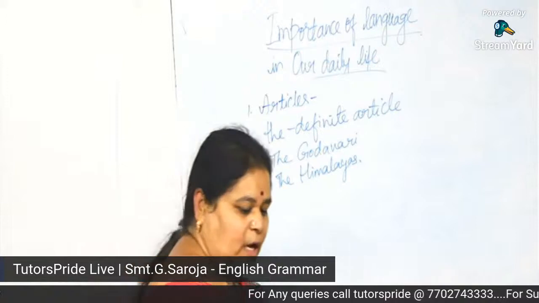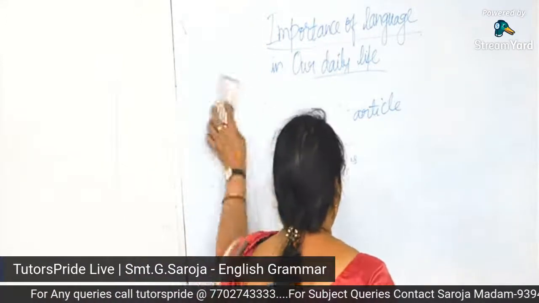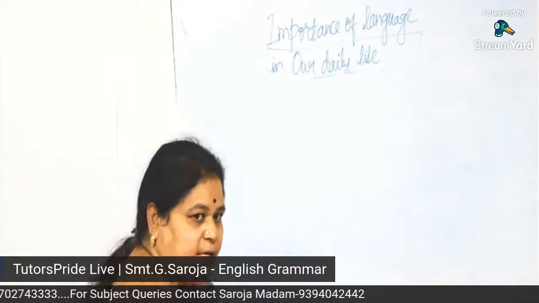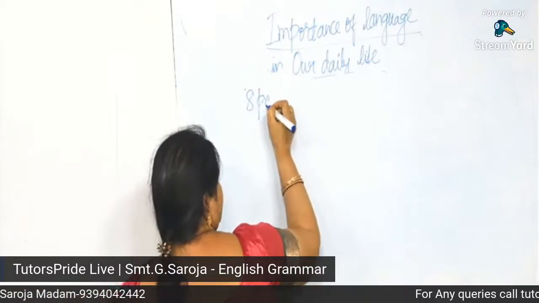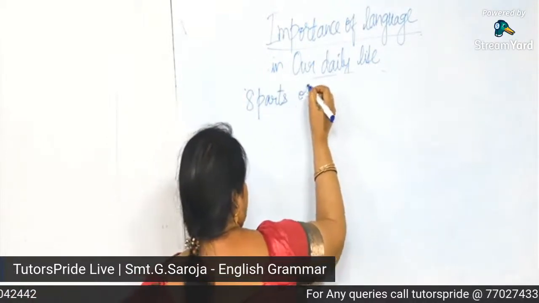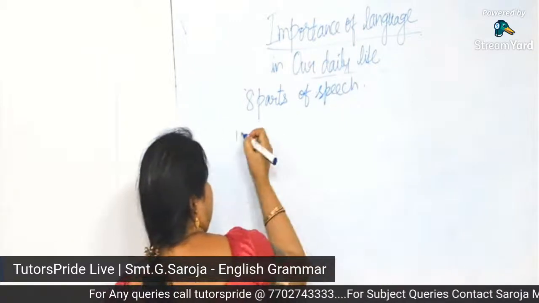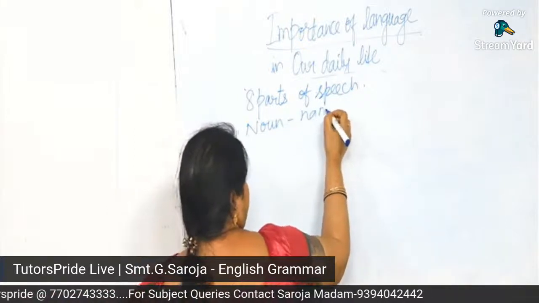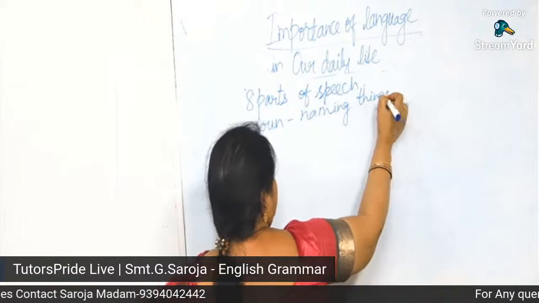Clear? Now next we will move to parts of speech, which play an important key role. Basically, there are 8 parts of speech. How many parts of speech? 8. First one, noun. Naming things. All naming things are called nouns.